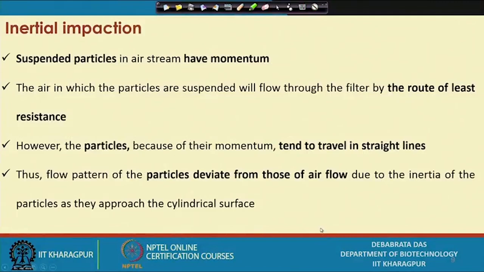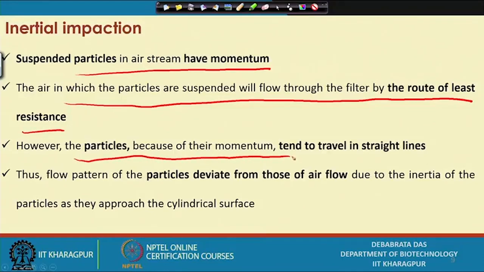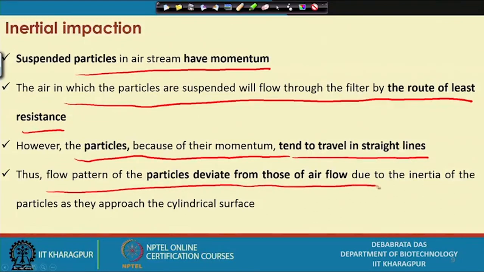The first principle is inertial impaction, as I told you. Suspended particles in the airstream have momentum. The air in which the particles are suspended flows through the filter by the route of least resistance. However, the particles, because of their momentum, tend to travel in a straight line. Thus, the flow pattern of the particles deviates from the airflow due to the inertia of the particles as they approach the cylindrical surface, due to the first law of motion.